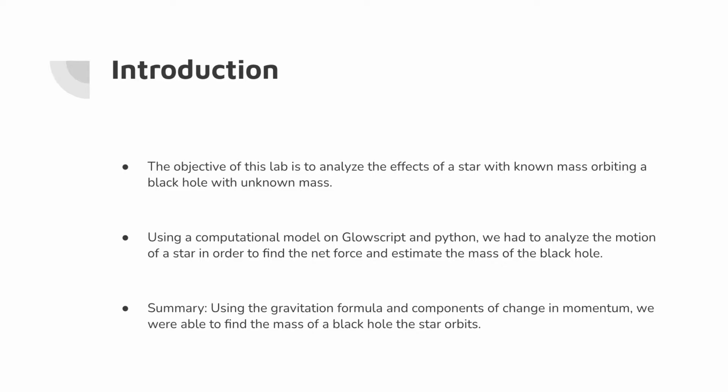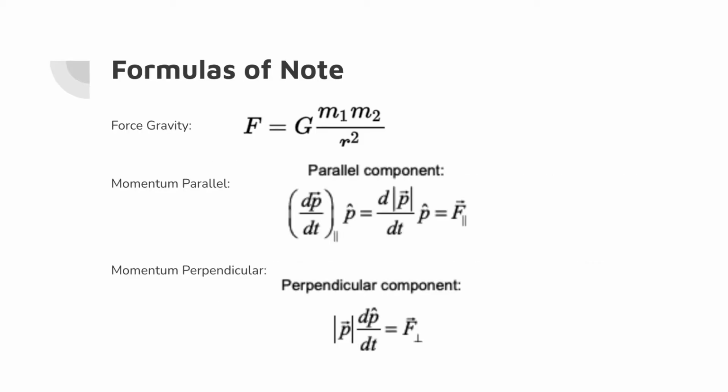In short, using the gravitation formula and then the components of change in momentum, we were able to find the mass of a black hole that a star would possibly orbit. Some formulas to note for this experiment. We had to use the force gravity formula, which is just the gravitation constant times the two masses divided by the radius squared. And then we had to use each individual component of change in momentum. The change in momentum can be broken down into a parallel and perpendicular component. The parallel component measures magnitude, as in changes in speed, whereas the perpendicular component measures change in direction.